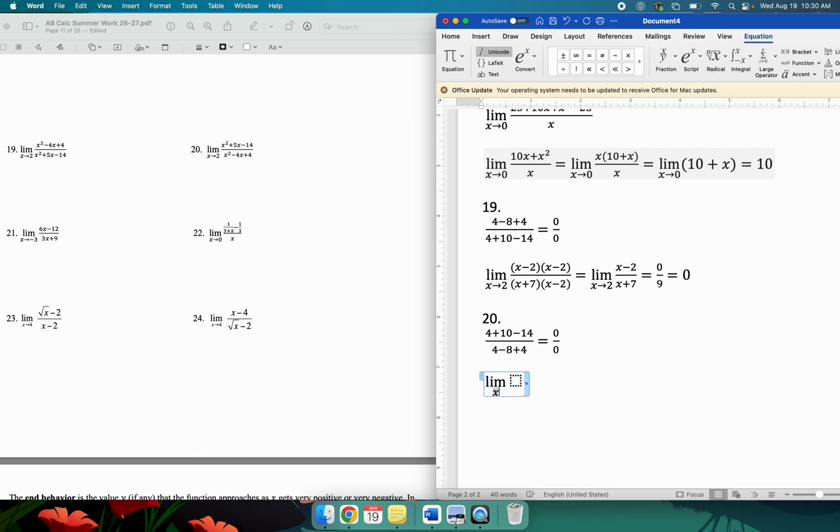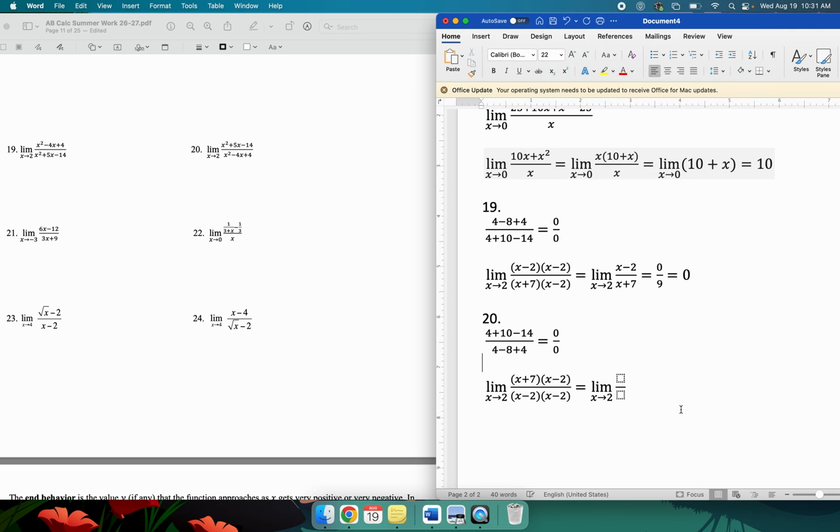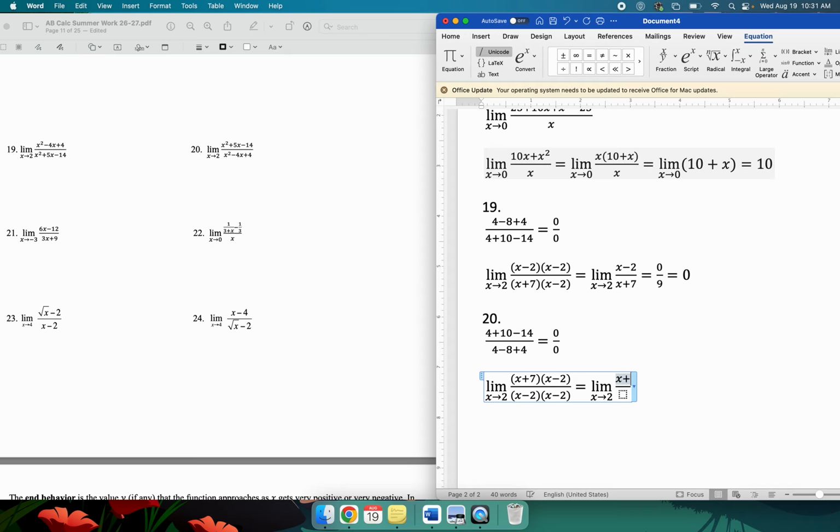So I'm going to factor everything. If I factor the top, that's x plus 7 times x minus 2. On the bottom, that factors as x minus 2 times x minus 2. The x minus 2's cancel, and I'm left with x plus 7 over x minus 2. And if I plug 2 into that, then I get 9 over 0.